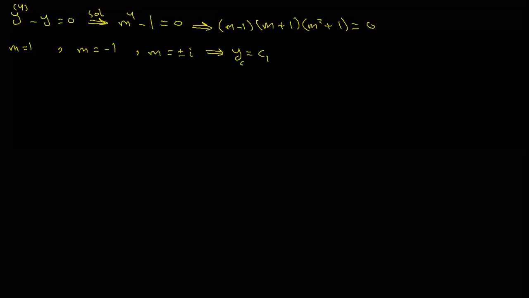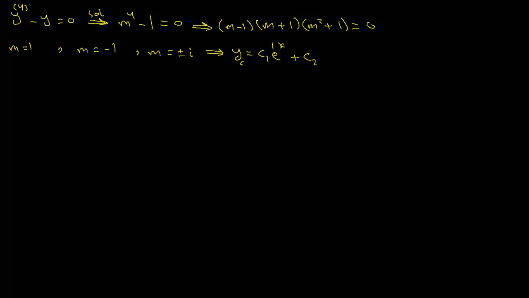I forget, and I don't have my cheat sheet. Can anyone help? If your m is 1, so the solution is what? E to the x. E to the 1x, you are right, plus C2. Now my m is negative 1, so I have e to the negative 1x. You have to write those rules in your cheat sheet. Please start preparing your cheat sheet for the exam from today.